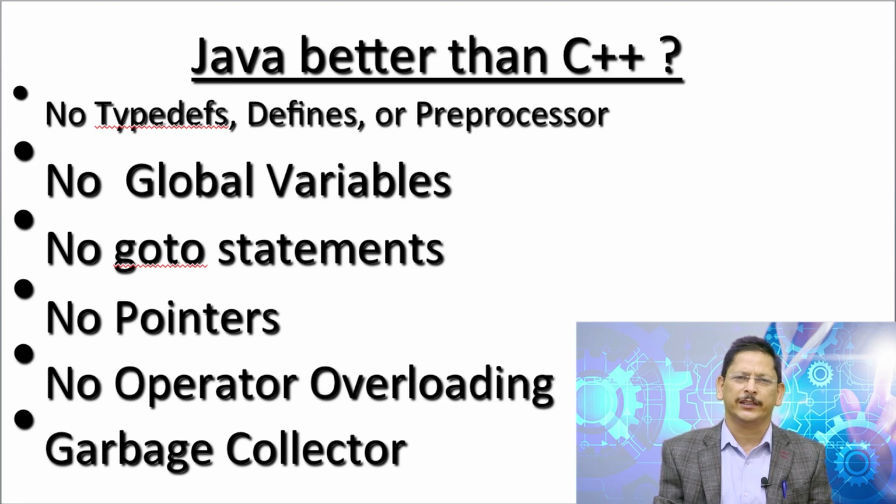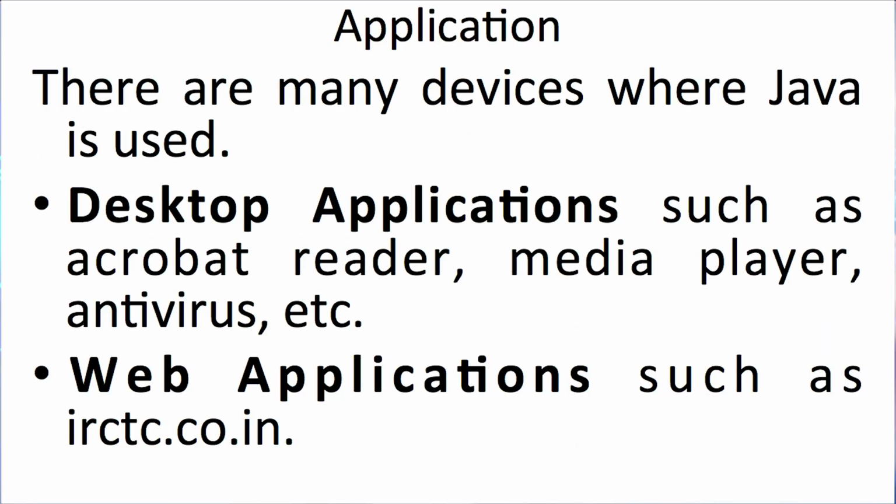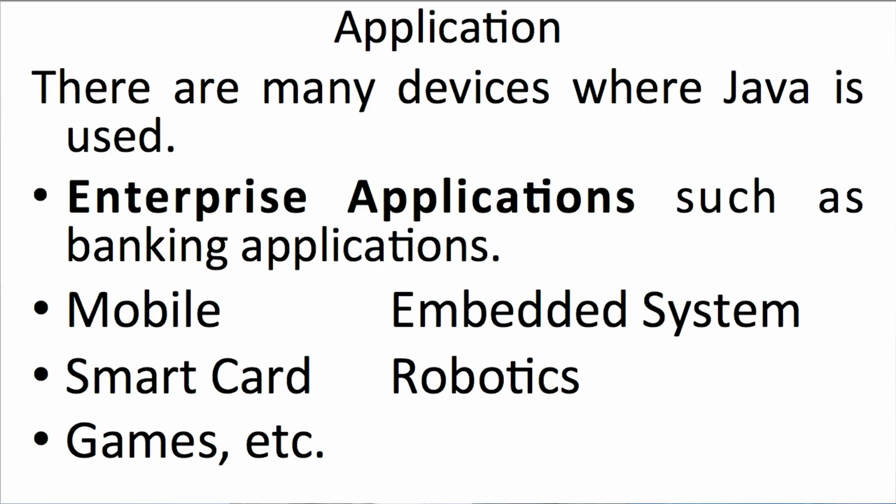Now see the applications of the Java programming language. There are many devices where Java is used. Number one, desktop applications such as Acrobat Reader, Media Player and antivirus; we can use Java programs for these. And for creating web applications such as irctc.co.in, this type of portals and websites are developed in Java. So Java is helpful to develop such types of websites.